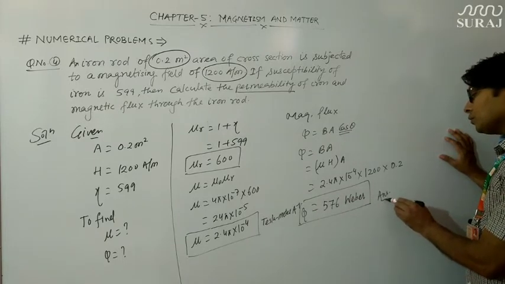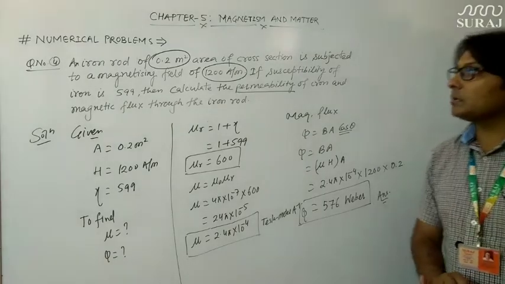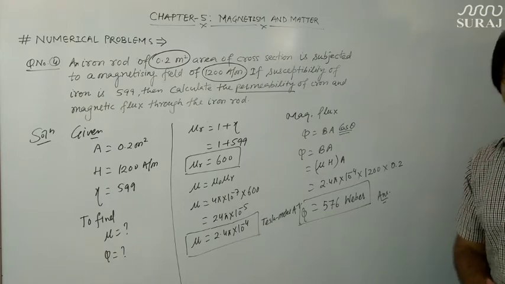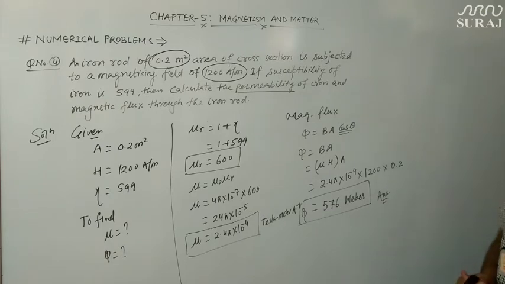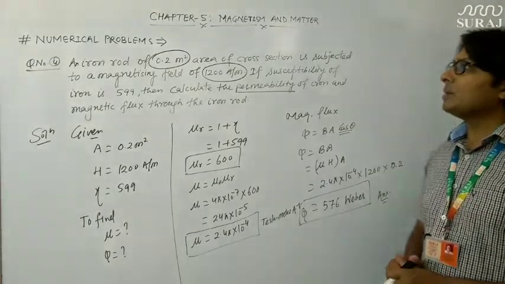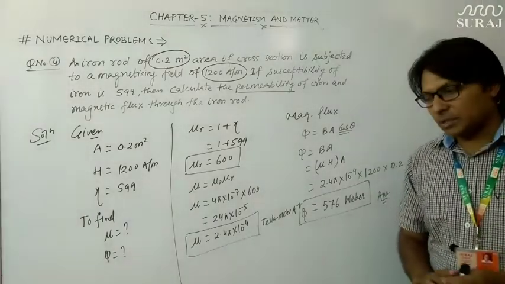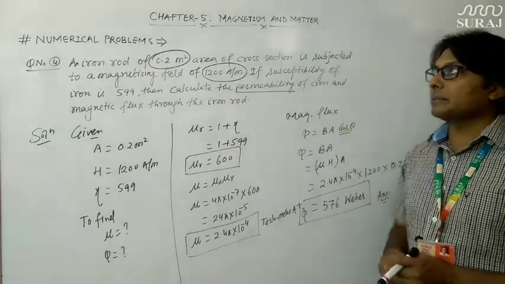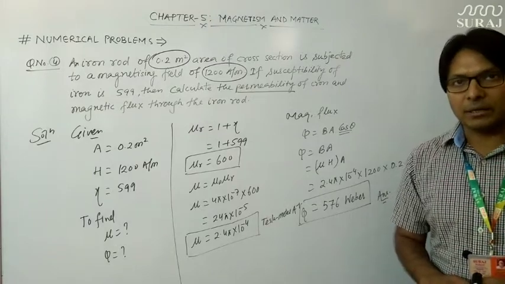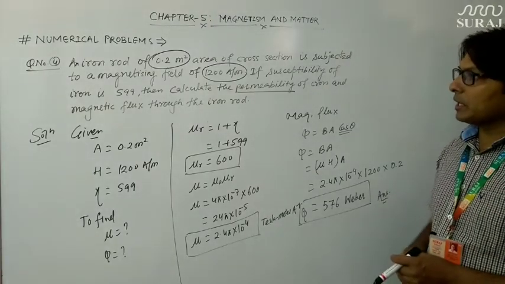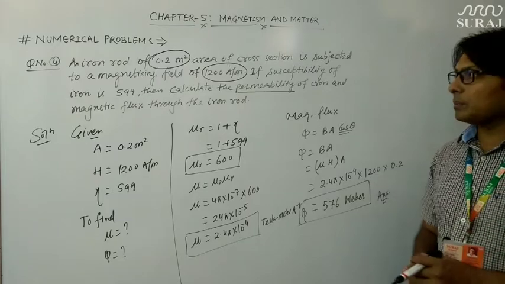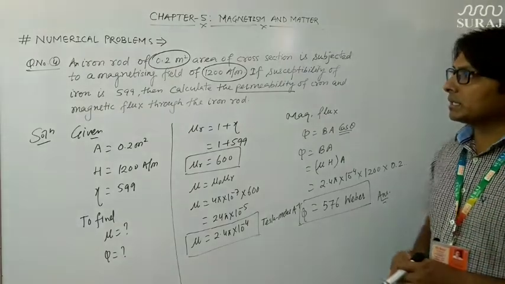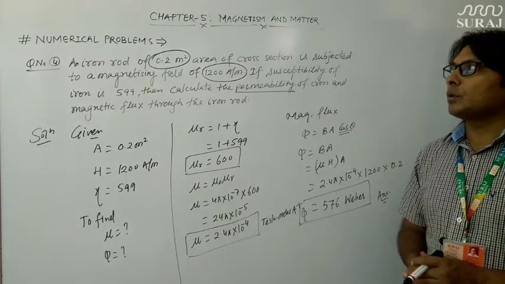So this is how we can solve the numerical problems on chapter 5. We must remember the important formulas, and thereafter we can easily solve the numerical problems. Although numerical problems on chapter 5 are rarely asked, and there are limited formulas which we have studied in this chapter, that is magnetism and matter. So I have taken a variety of problems. So I hope this lecture would be beneficial for you in understanding the concept of magnetism and matter.